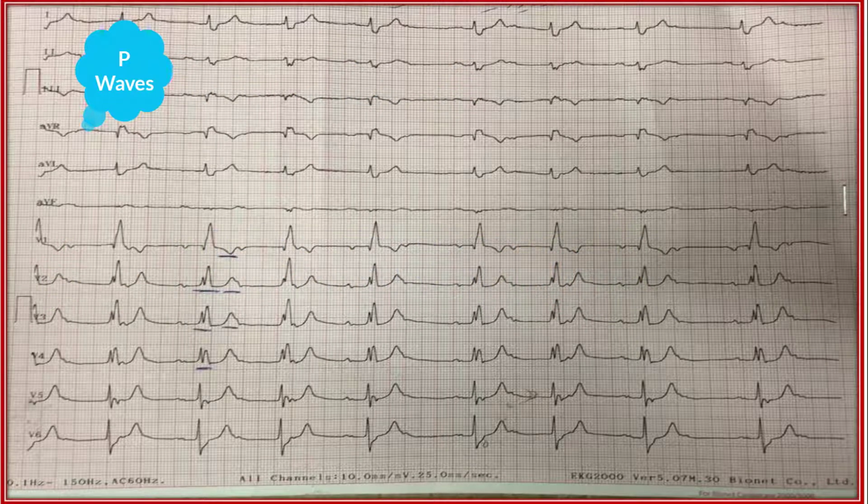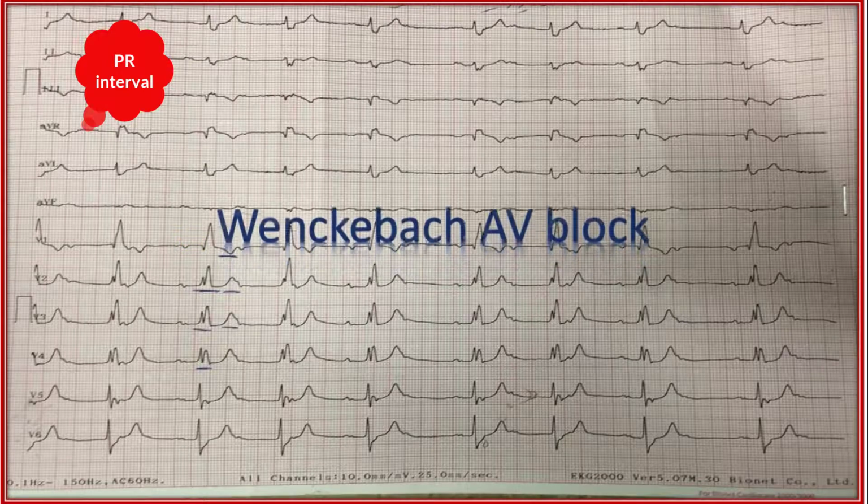Sixth step is PR interval. As we already said, the PR interval prolongates progressively, and terminates in non-conducted P-waves. The PR interval is shortest immediately after dropped beats, and is longest before dropped beats. These features are mostly compatible with Wenckebach AV block.